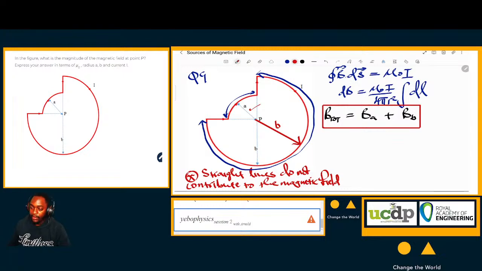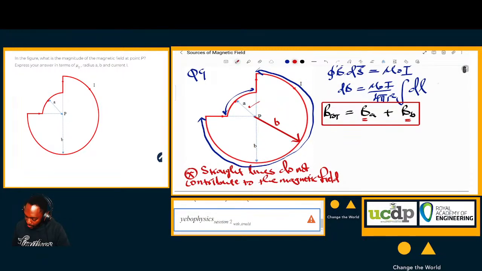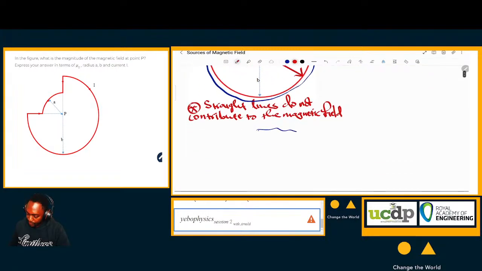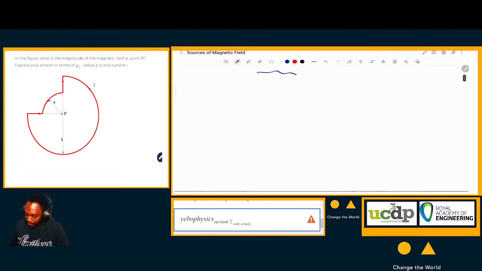Now we've broken down the question. What remains is for us to solve. So we have to find BA and also find BB, then we sum the two together, and we're going to be using our equation. All right, now let's solve, starting with BA.